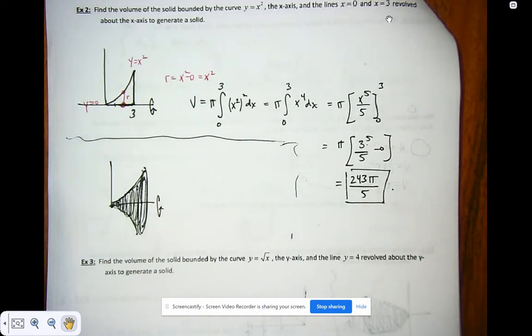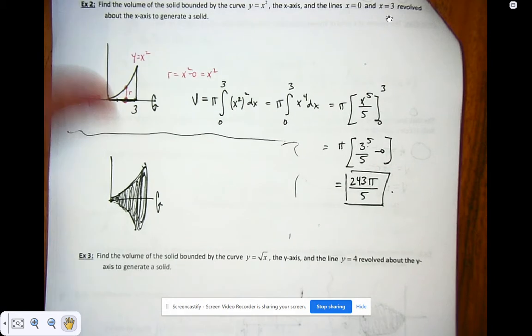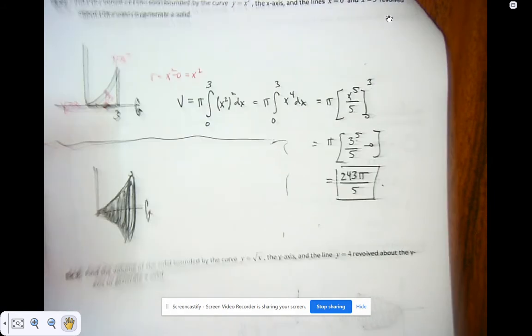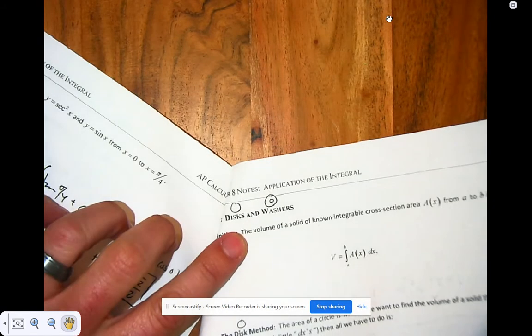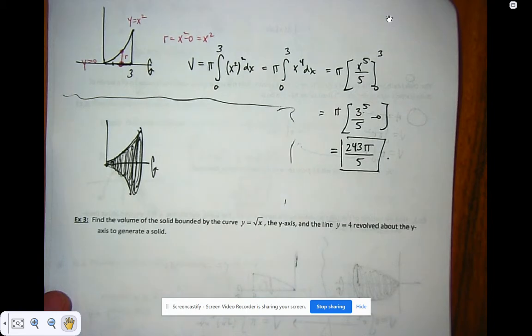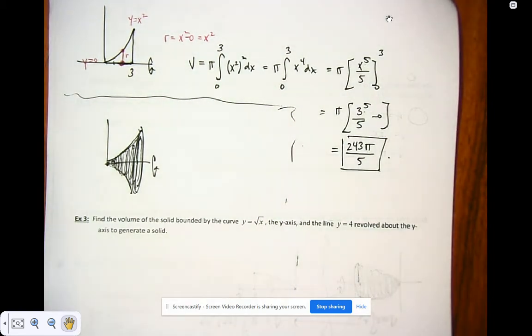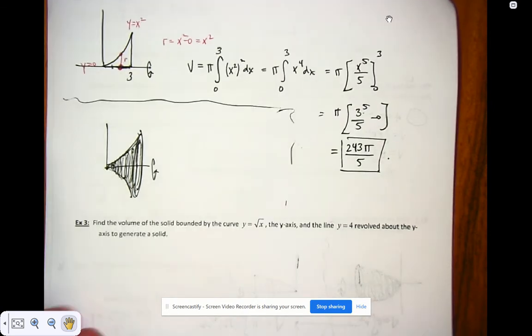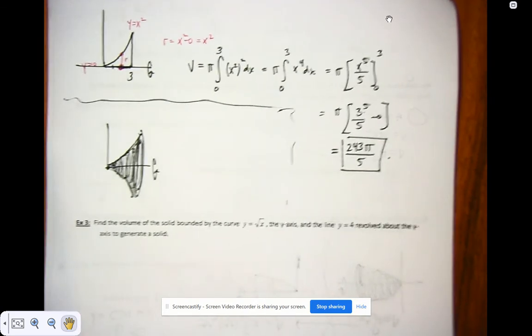Okay. All right. I'm a little nervous, you guys, because the title of this is Discs and Washers, and I don't really know that I want to go into the washers yet. So let's do this example and see if it jumps into washers. And if it does, I'll probably save that and we'll do washers tomorrow. But it's good to know what the heck, what's the difference.